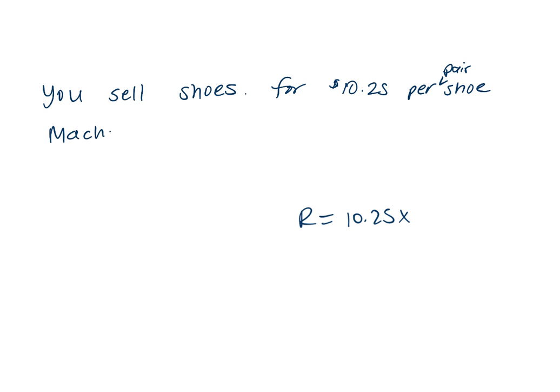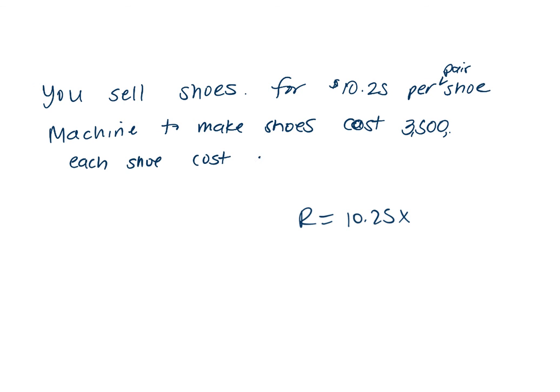The machine to make the shoes costs how much? We're going to say it costs $3,500, and each shoe costs $7.50 to make. It has to cost less per shoe than you sell it for in this scenario. So then the cost is 7.5x plus the upfront cost, which we said was $3,500.